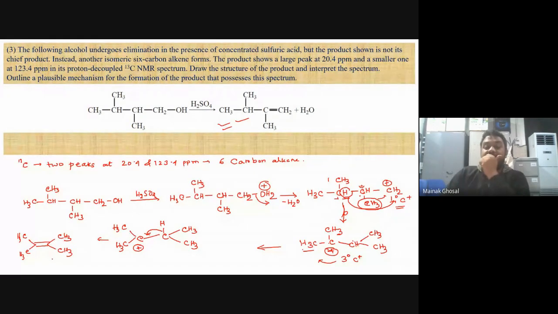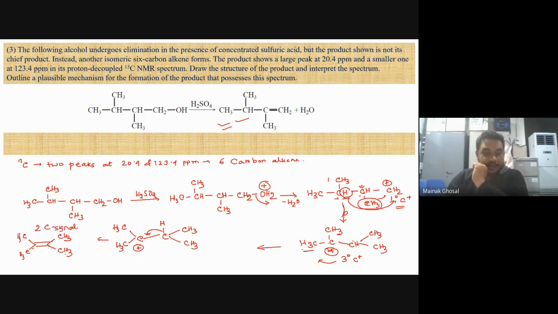Now we have to match it with our carbon-13 NMR data. Is this the product or not? You see, these 4 methyl groups are equivalent. You cannot distinguish between them. And these 2 carbons are also equivalent. So for these 4 methyls, you will get 1 carbon signal, and for these 2 carbons, you will get only 1 carbon signal. So 2 carbon signals.